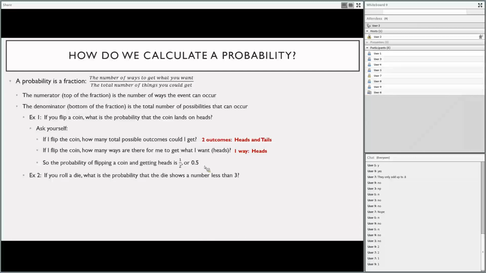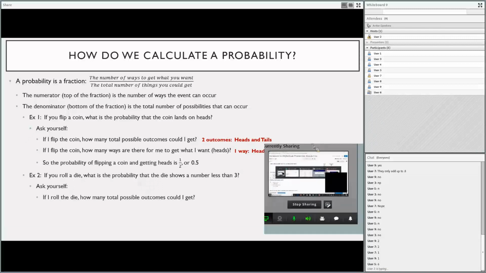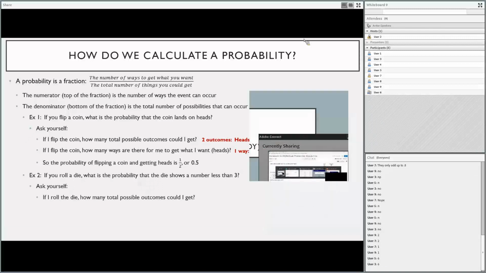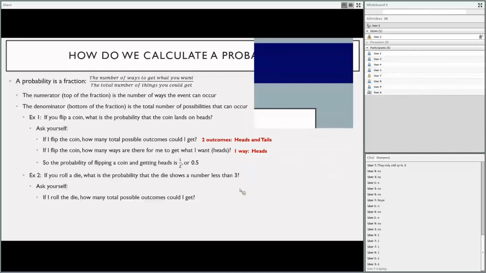Let's try another one. So let's say we're going to roll a die, just a standard 6-sided die, and we want to know the probability that the die, after it's rolled, will show a number that is less than 3. So we go through the same questions. It's the same basic questions every time. If I roll the die, how many total possible outcomes could I get? I could get 6 outcomes, right? I could roll a 1, 2, 3, 4, 5, or 6. So there's 6 possible outcomes I could get in general from rolling the die.